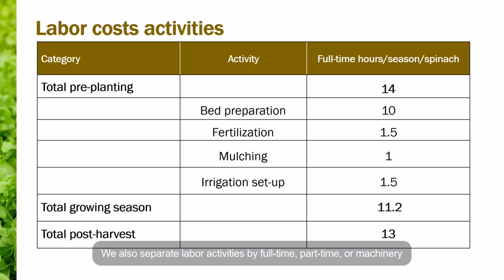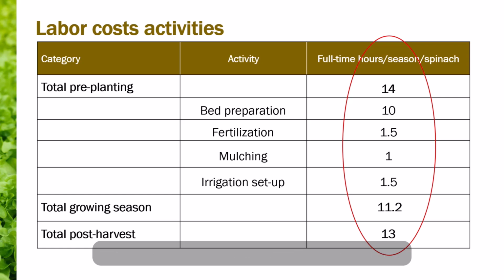We also separate labor activities by full-time, part-time, or machinery operators. The categorization of labor activities by type of employment aims to distinguish between different roles and their respective contributions to efficient operational resource allocation in spinach production under high tunnel.